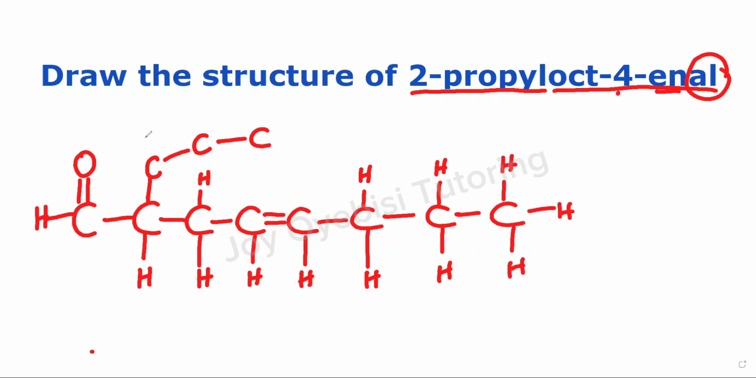Now for the substituent, you have 2 bonds on the first carbon, so add 2 hydrogens. I'm just going to use the condensed form because there's no space: 2 hydrogens, and this one is 3 hydrogens. That is condensed because I don't have space to add them singly, and that's also accepted. And this is the structure of 2-propyl oct-4-enal.